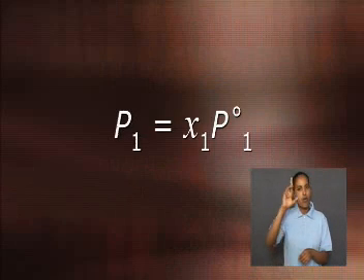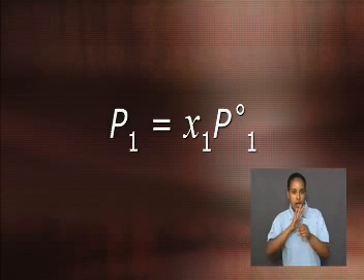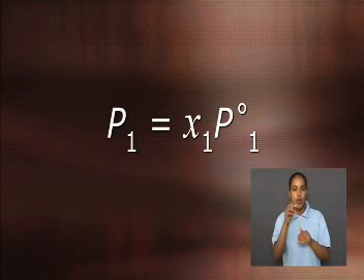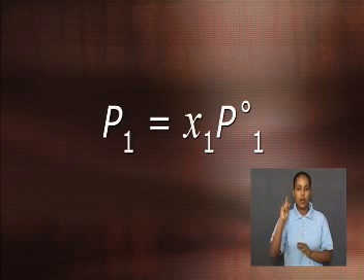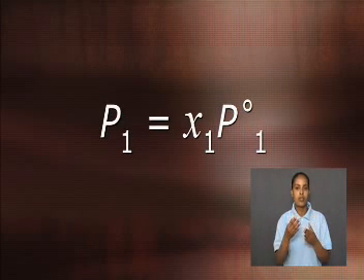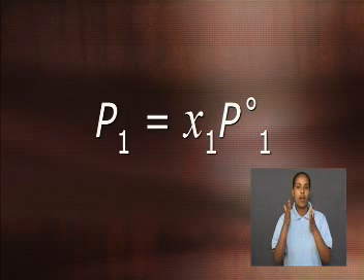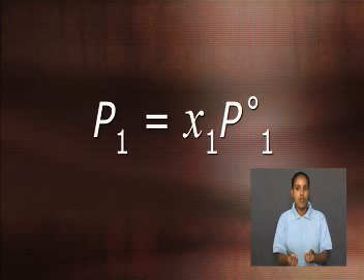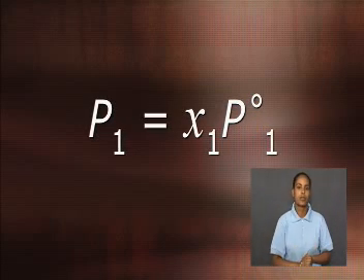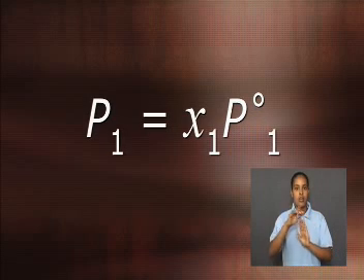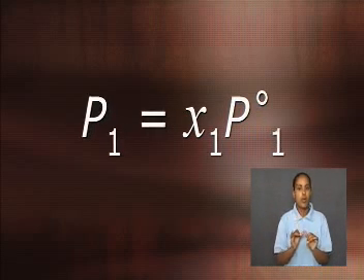Raoult's law states that the partial pressure of a solvent over a solution, represented by P1, is given by the vapor pressure of the pure solvent times the mole fraction of the solvent in the solution, represented by X1. This occurs at constant temperature.